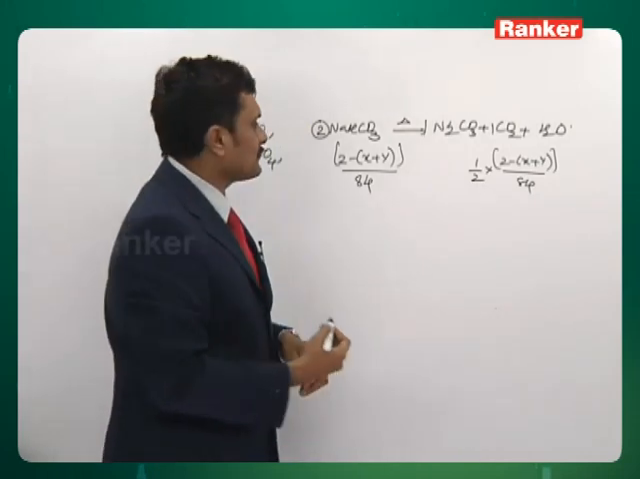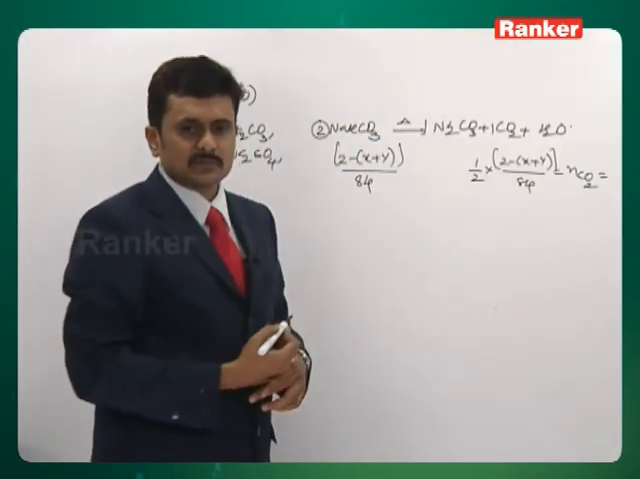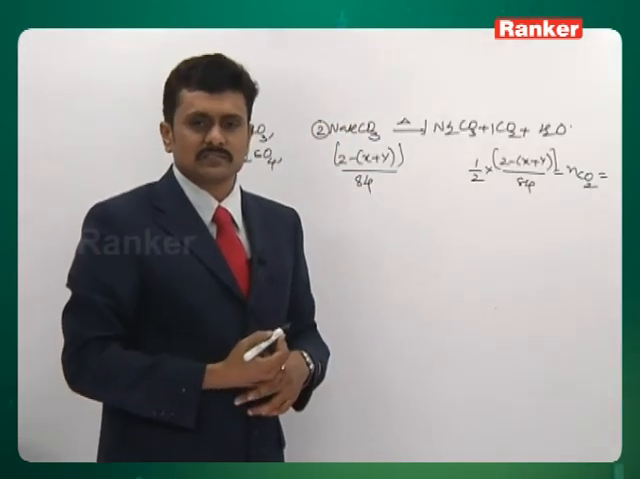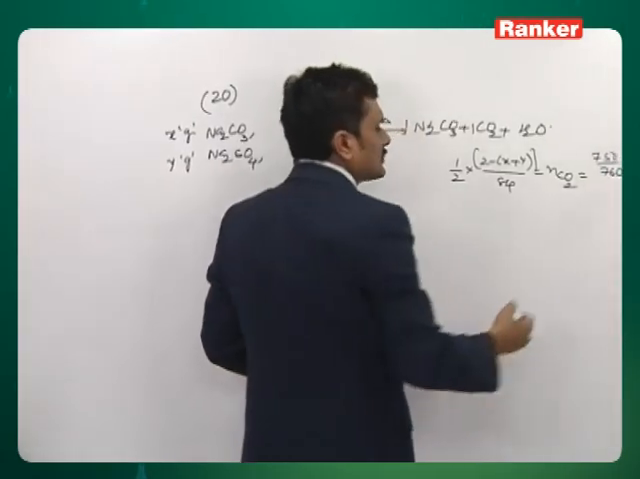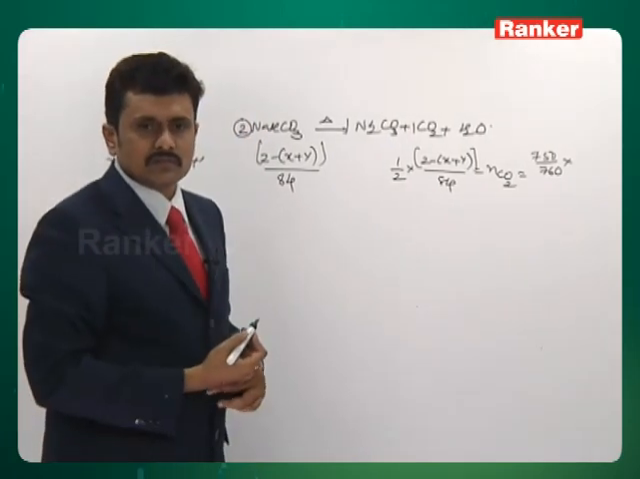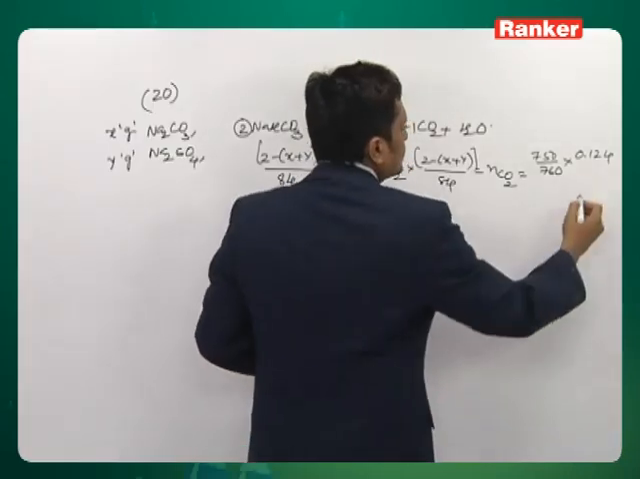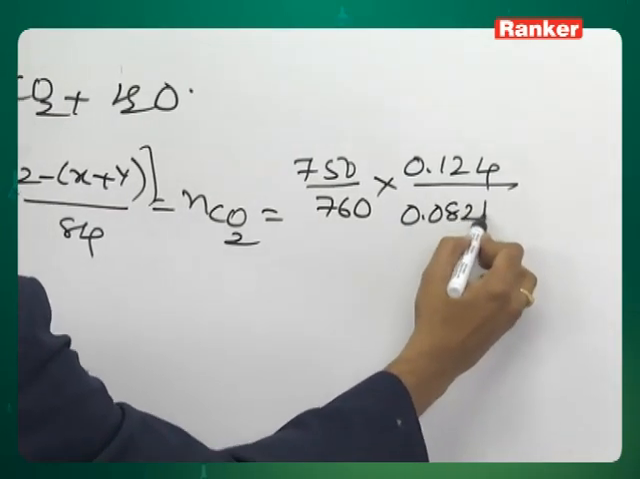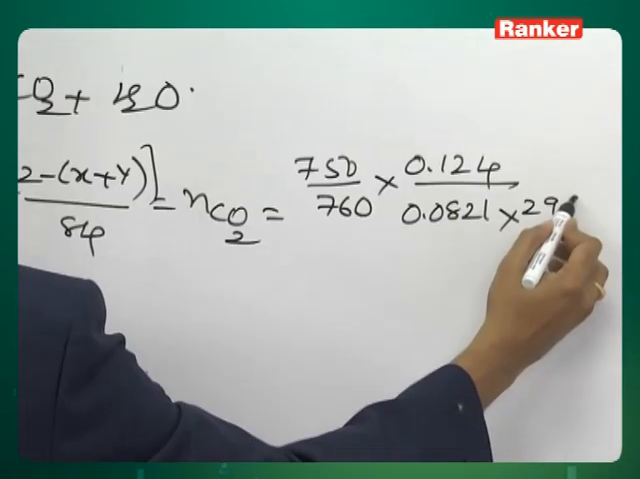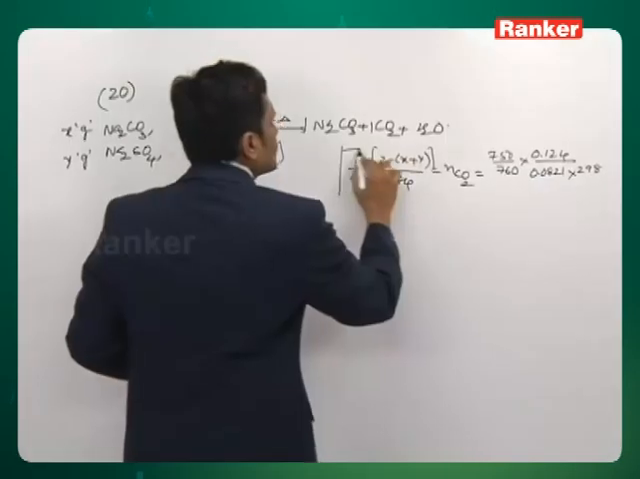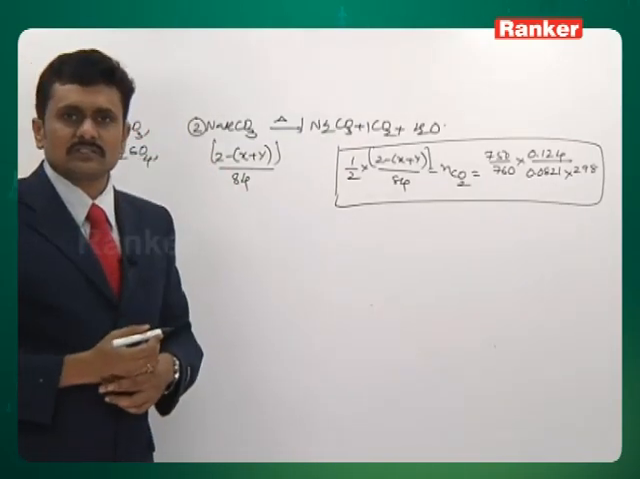Now these are nothing but the number of moles of carbon dioxide, which is equal to, I am using the ideal gas equation here because I have been provided with pressure, volume and temperature. Pressure is 750 by 760 in atmosphere, into volume, 123.9 ml, that is 0.124 liter, divided by RT. The temperature over there is mentioned as 298. Now these are the number of moles of CO2. That means you have got one equation in terms of x and y. One equation with 2 unknowns is not sufficient.